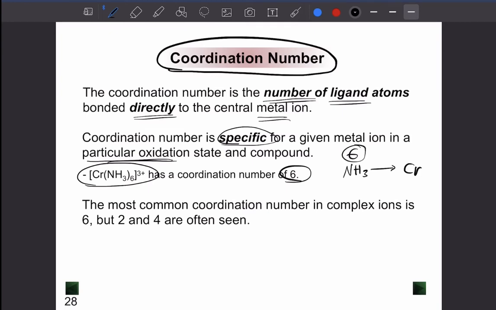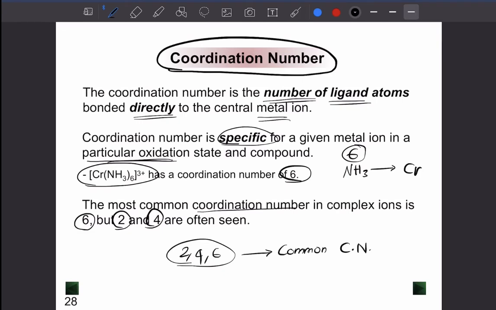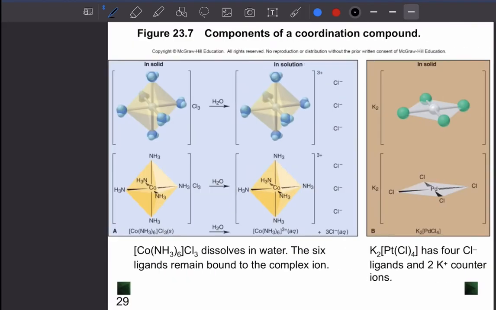The common coordination numbers are generally even numbers, and they are generally 6, 2, and 4. So you have 2, 4, and 6. These are the common coordination numbers that are generally seen.